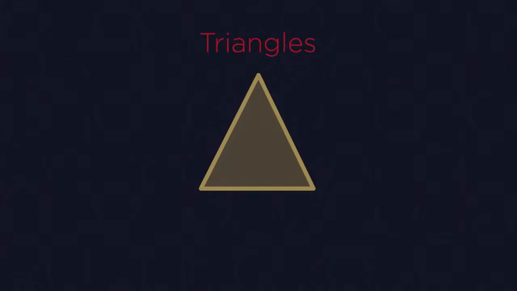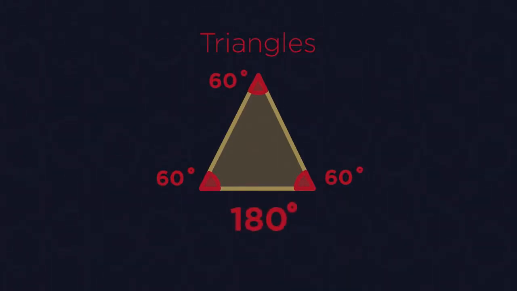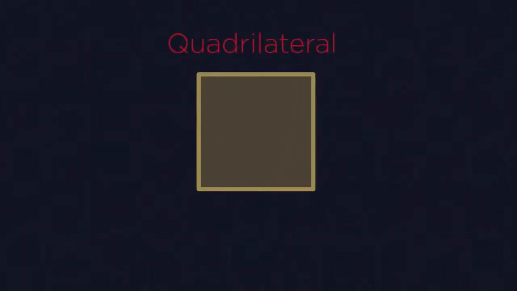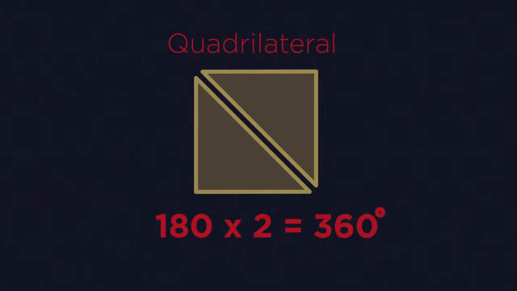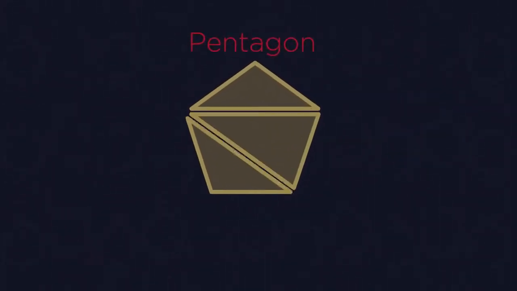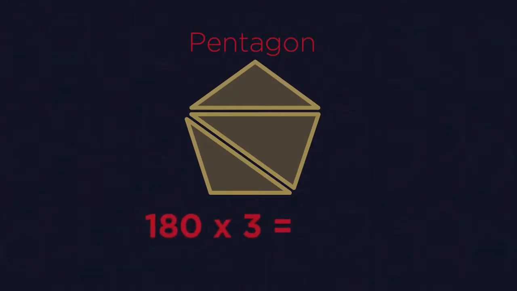You probably already know that if we add up all three angles in a triangle, we get 180 degrees. Working from one corner, quadrilaterals can be split into two triangles. So 180 times 2 means there are 360 degrees in any quadrilateral. All pentagons split into three triangles. So 3 times 180 means they have 540 degrees.